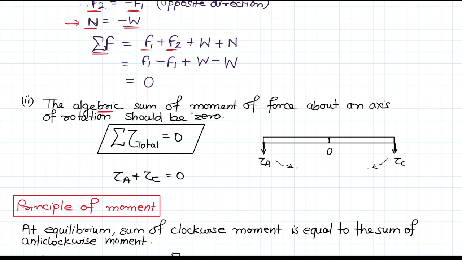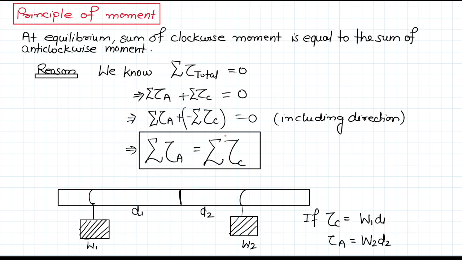The second condition is that the algebraic sum of moments of force about an axis of rotation should be 0. So the total torque is 0: torque anti-clockwise plus torque clockwise equals 0. Here one is producing anti-clockwise and the other clockwise. So what is the principle of moments? At equilibrium, the sum of clockwise moments is equal to the sum of anti-clockwise moments.